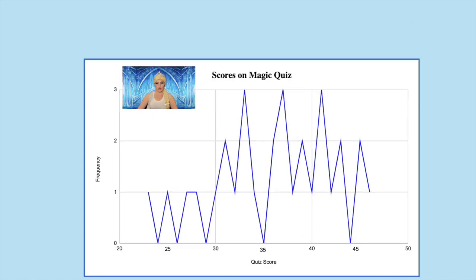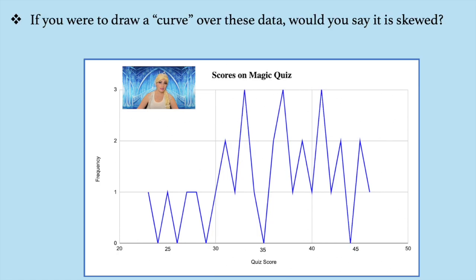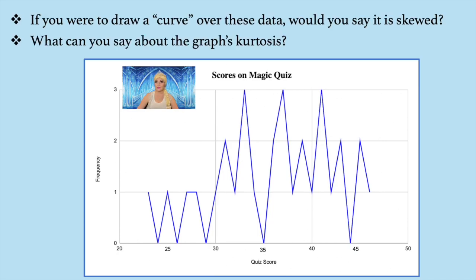If you were to draw a curve over these data, would you say the data are skewed or not? And if the data are skewed, are they skewed positively or negatively? Remember, when you identify something as positively skewed, the tail is on the positive side, meaning more scores are concentrated towards the lower end of the spectrum. However, if something is negatively skewed, that suggests that the tail is on the lower end of the spectrum and the majority of scores are concentrated on the positive side. So by looking at this, does the data look like it is skewed?